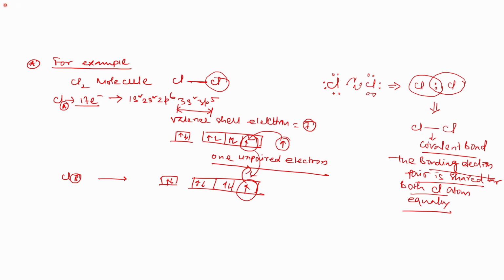By sharing these electrons, they form the octet shell. They are stable, because once they share these bonding electrons, the valence shell electrons number 8 in the Cl2 molecule. So this is the covalent bond situation.